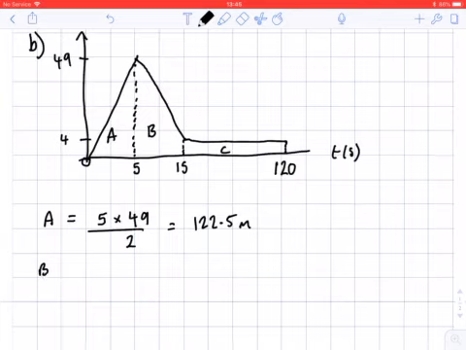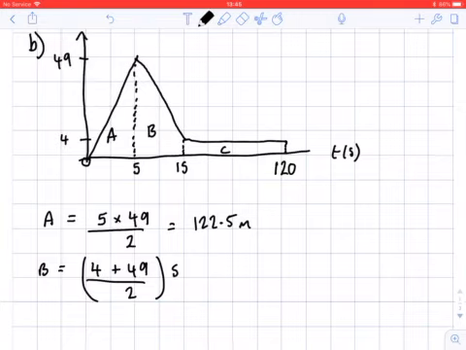For part B, that's a trapezium, and again, that's partly us using one of our SUVATs, isn't it? S equals U plus V over 2 times T. So again, U would be 4 plus 49 over 2 multiplied by the time taken, which is 5 to 15, so 10. That'll give you an answer of 265 metres. Let me just make that a little bit clearer. So there's my 10 there, okay.